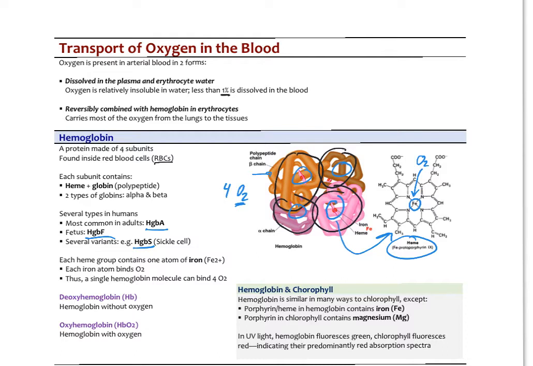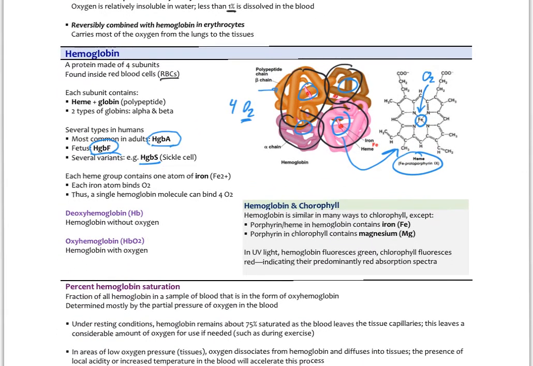So there's different variants of hemoglobin. For adults, hemoglobin A is most predominant. In the fetus, hemoglobin F actually has a higher affinity for oxygen, so it can function better in a low oxygen environment. But that's going to be quickly replaced in the first couple months of life with hemoglobin A. Again, each heme group has a molecule of iron in the +2 state, and that's going to bind the oxygen. Now, hemoglobin without oxygen is deoxyhemoglobin, and with oxygen is oxyhemoglobin.